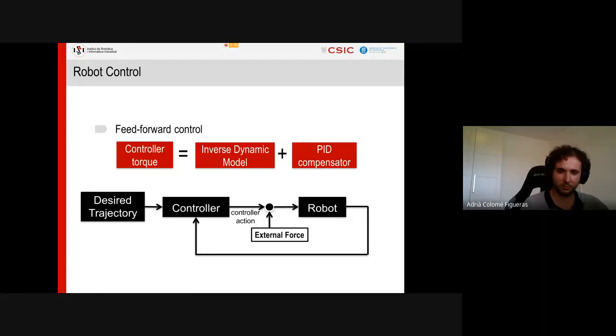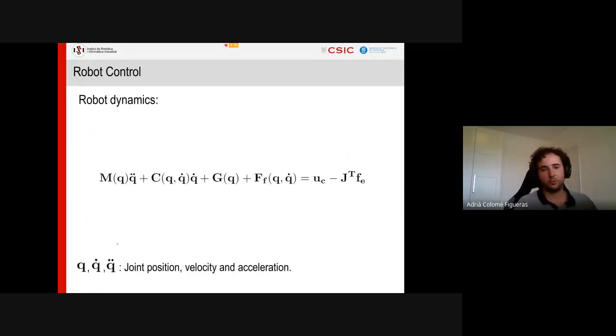So the idea is that if we have a position, velocity and acceleration that we want, we compute the forces that will be acting on the robot for that trajectory. So basically it's just the forces that are needed for following the trajectory. But of course the model will have an error, so we have to compensate this error, and not only this error, but the external forces that might occur. And to do that, let me show you a little bit the dynamics equation of a robot.